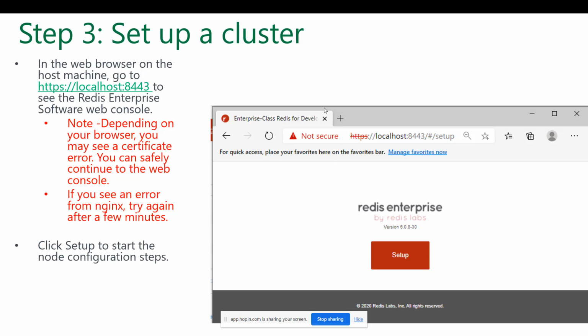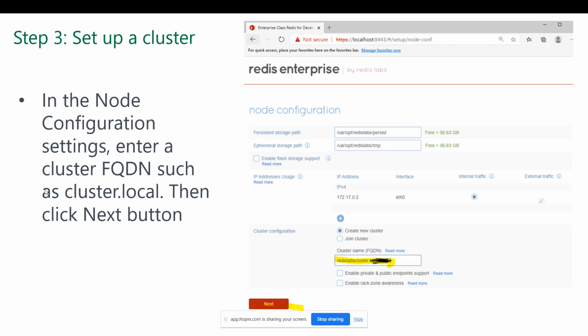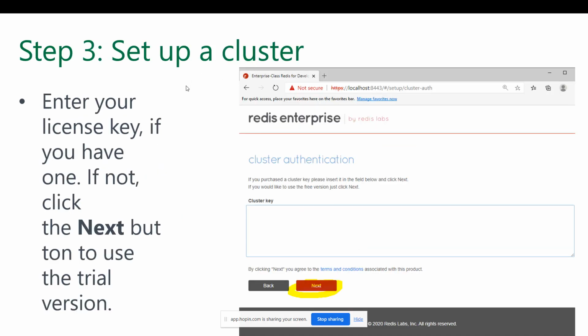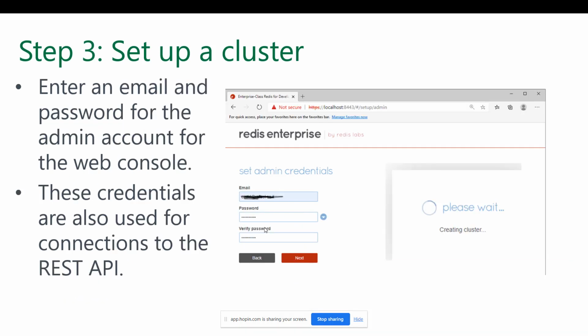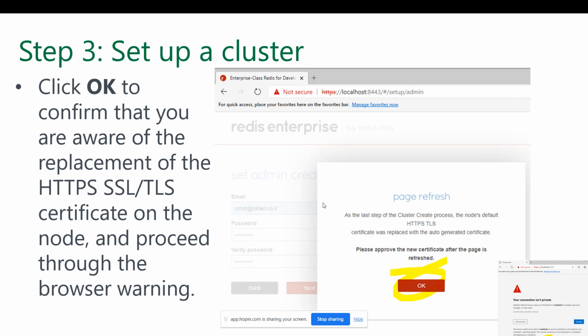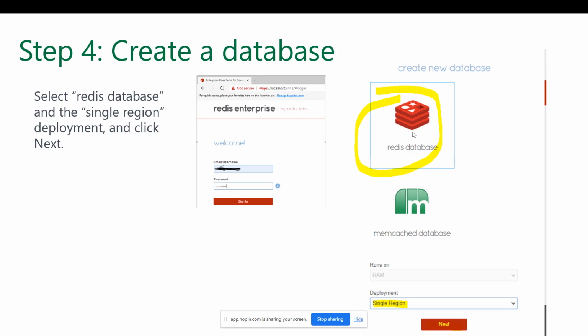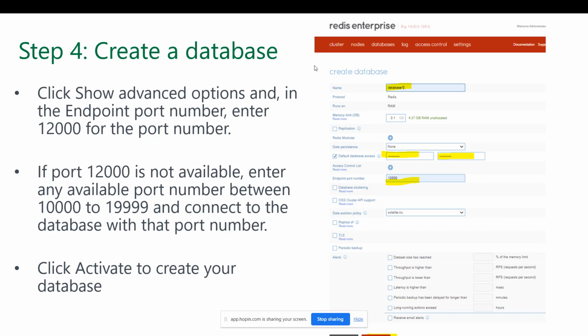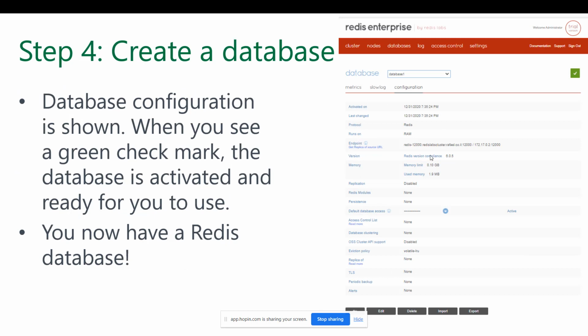So it's very technical. You go in, click setup. In the node configuration, you should enter the FQDN, the name of the cluster. You should enter your license key if you have one. You should enter your email and your password. You should configure TLS and SSL. You should create a database. You go here, Redis database, create database, give it a name. I'm talking about the ports, but that is not the issue. And then you should create the database.